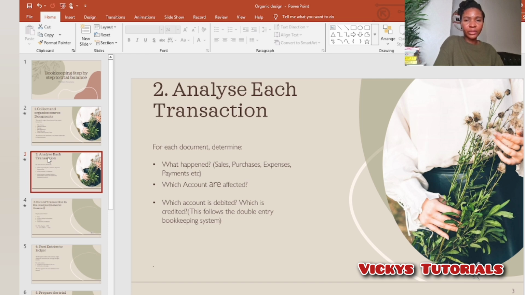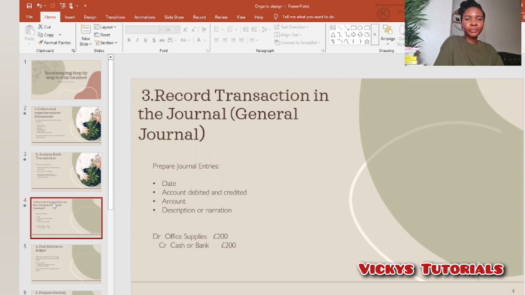This analysis of transactions uses the double entry system principle that states that every debit entry must have a corresponding credit entry. So after you've analyzed each transaction and determined whether they are to be debited or credited, the next step is for you to record the transaction in a journal. The journal cannot be overemphasized. This helps you to keep track of where each item should be recorded. Some people do skip this step, but I find it so useful because it helps you to be well organized.